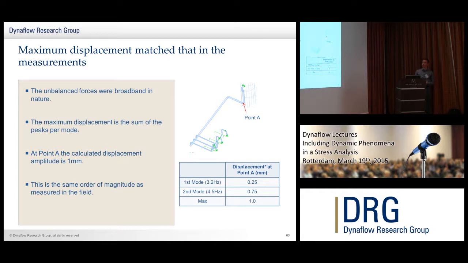So the two modes I showed, you saw that you had a maximum amplitude of 1/4 of a millimetre, and here you have a maximum amplitude of 3/4 of a millimetre. Summing those together, slightly conservatively, gives us a maximum amplitude of 1 millimetre. Okay. And this is very close to what we actually saw in the measurements taken from the field.